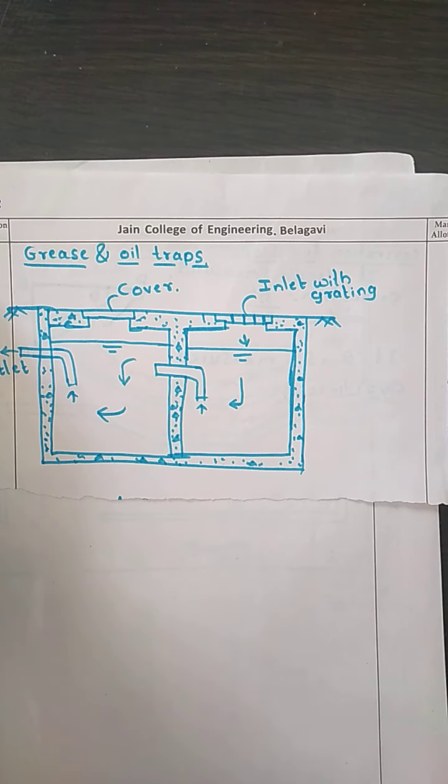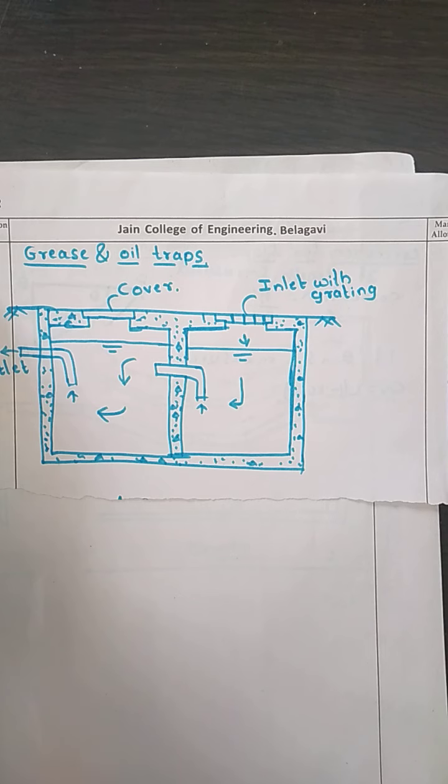Now, as the name indicates, these are the grease and oil traps. These are sewer appurtenances which remove the oil and grease present in the wastewater. They are especially designed to exclude the grease and the oil from the sewage before it enters the sewer line.